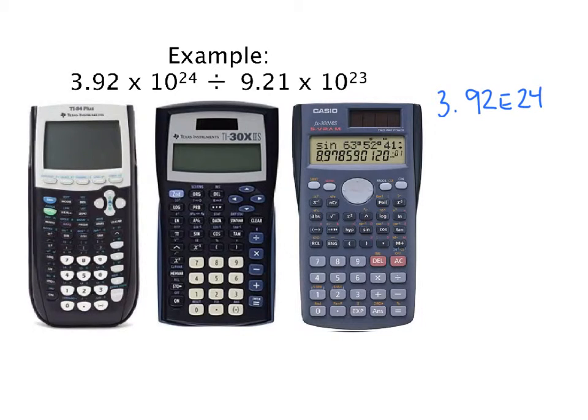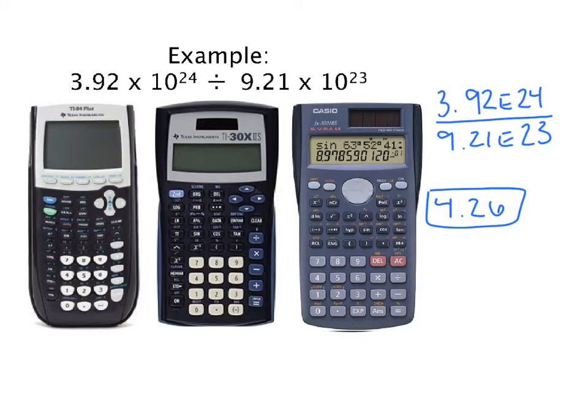Now what you'll do is you'll go ahead and hit the divided by button, and then you'll punch in the second number, 9.21 second EE, and then the exponent, 23. It'll look like this. Notice nowhere in that setup do I have any multiply or tens. It's the number, the E stands for times 10, and then all you have to do is write the exponent. Now, go ahead and hit enter on your calculator, and when you do that, you should get the answer of 4.26.